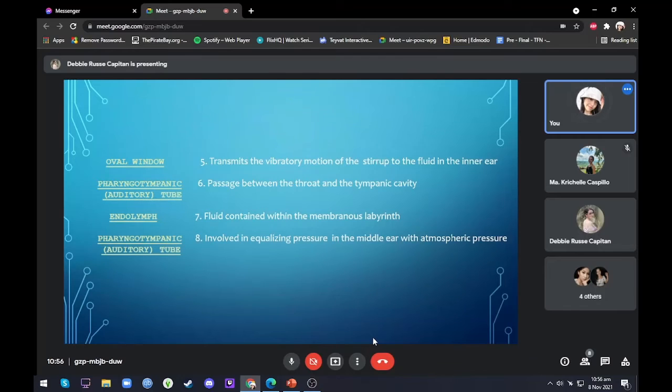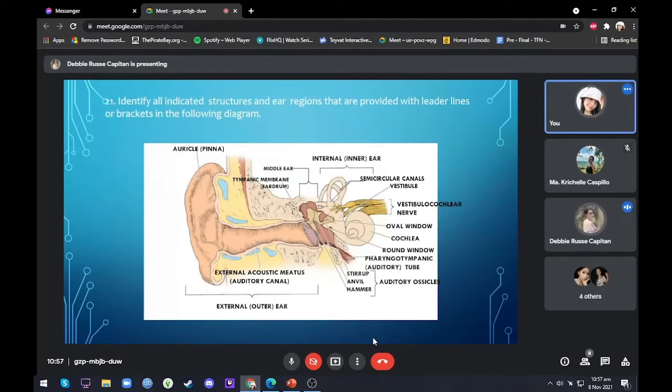Number 7, this is the fluid contained within the membranous labyrinth, which our answer is the endolymph. Number 8 is involved in equalizing pressure in the middle ear with atmospheric pressure. Our answer is pharyngotympanic or auditory tube.